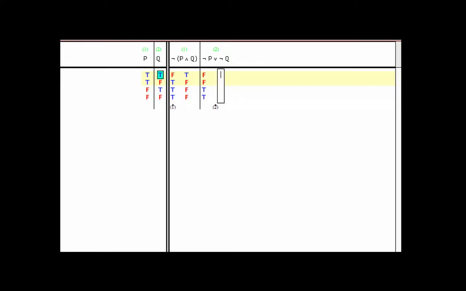Move over to the second negation. Not true is false. Not false is true.